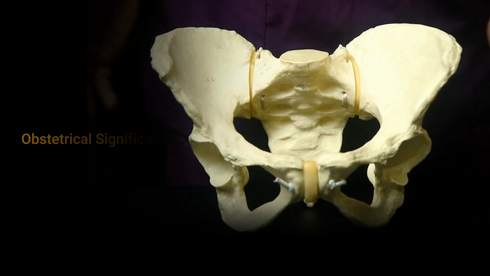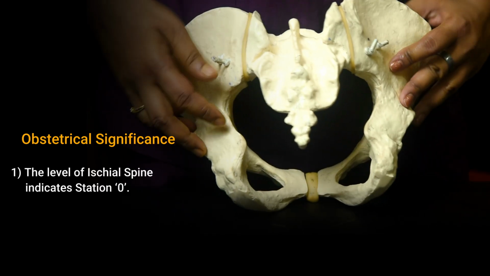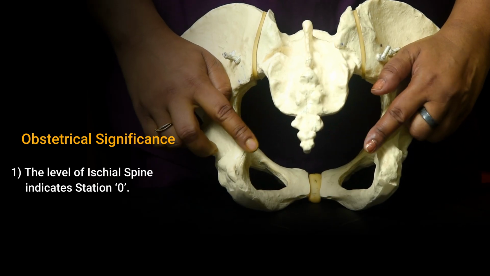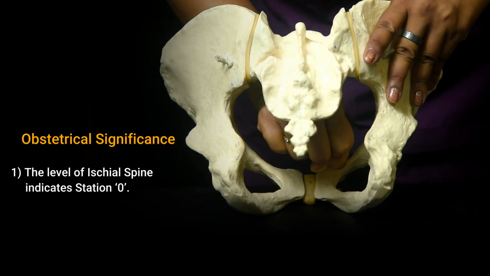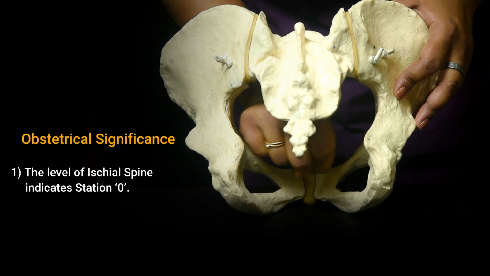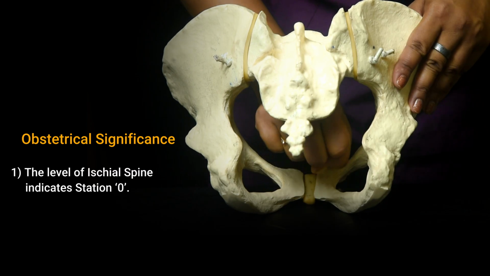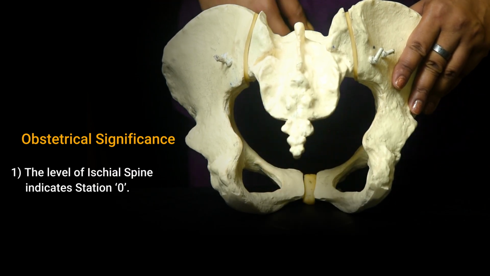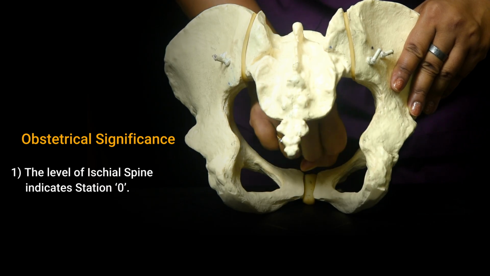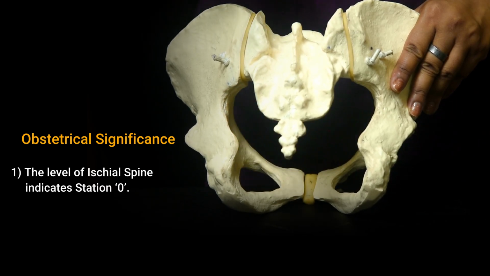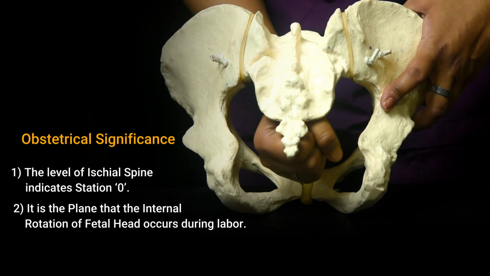Now this obstetrical outlet has obstetrical significance also. What are the two obstetrical significances? First one, very important. You can see the ischial spine here. I already told you this ischial spine indicates the station of the head. If the baby's head is coming to the level of the ischial spine, this is known as station 0. When it is above the ischial spine, it is known as minus station. And if it crosses the ischial spine, it is known as plus station. I mean the baby's head is going down, its descent is occurring very nicely. But if the head is at the level of the ischial spine, it denotes station 0. This is one clinical significance. And another is, it is the plane where the internal rotation of the fetal head occurs during labor.